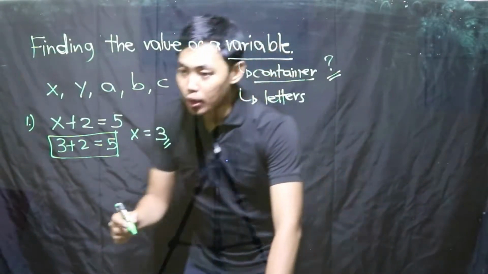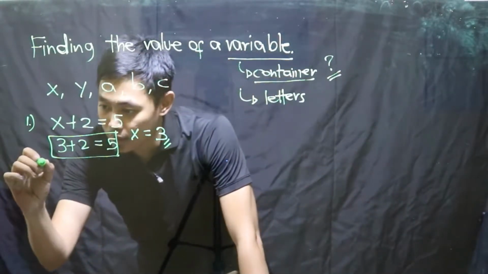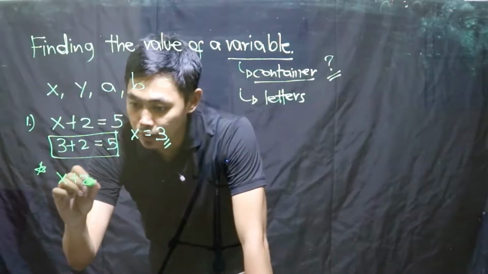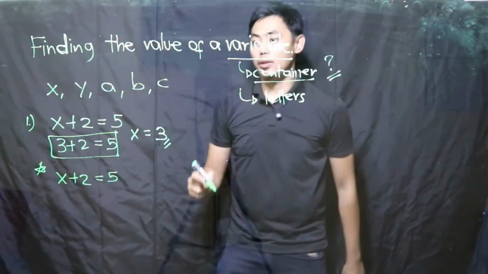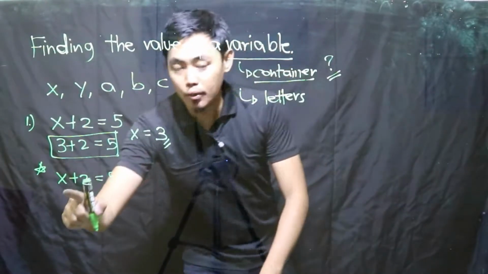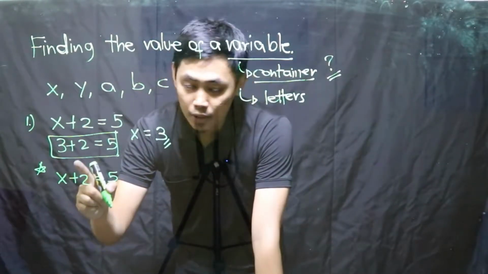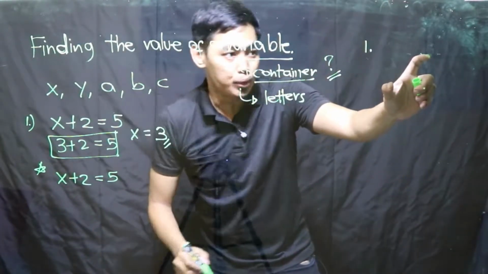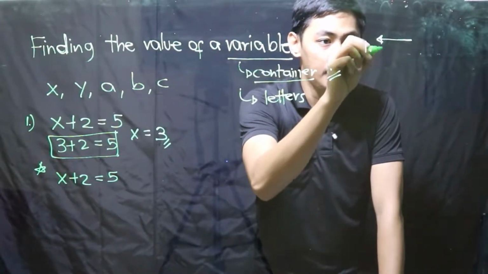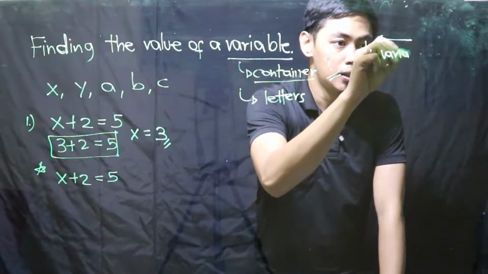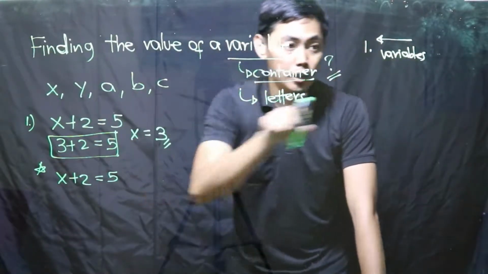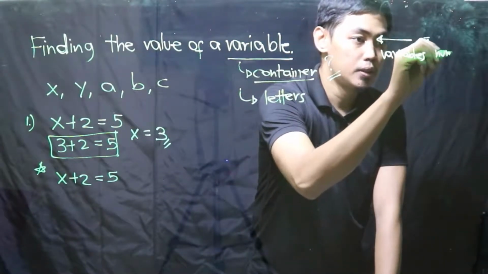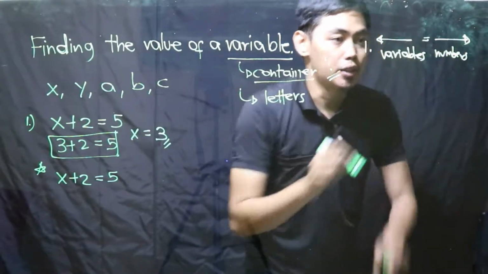Now, to solve this one properly, in solving the value of X or the variable, here are the rules to keep in mind. First, you put all the variables on this side of the equation, and then you put all the numbers on the other side. This is the equal sign.